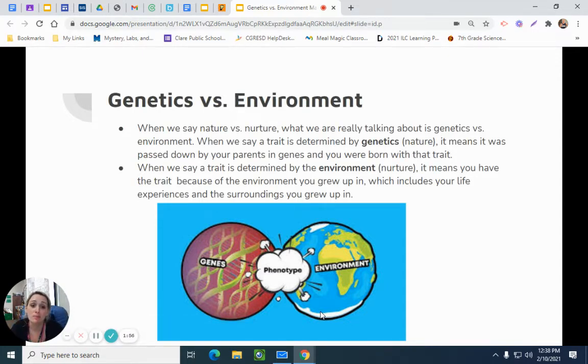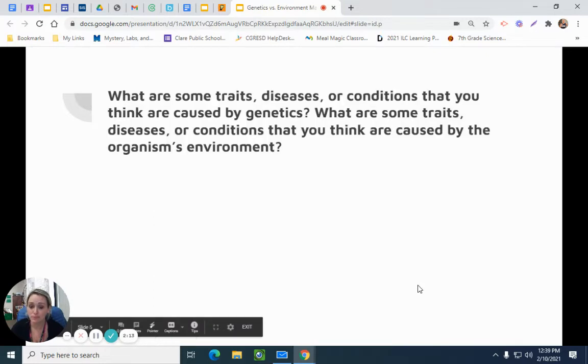We say a trait is determined by genetics or nature. It means it's passed down from your parents in your genes, and you were born with that trait. When we say a trait is determined by environment or nurture, it means that you have that trait because of the environment you grew up in, which includes your life experiences and your surroundings. So they come together and make you you.